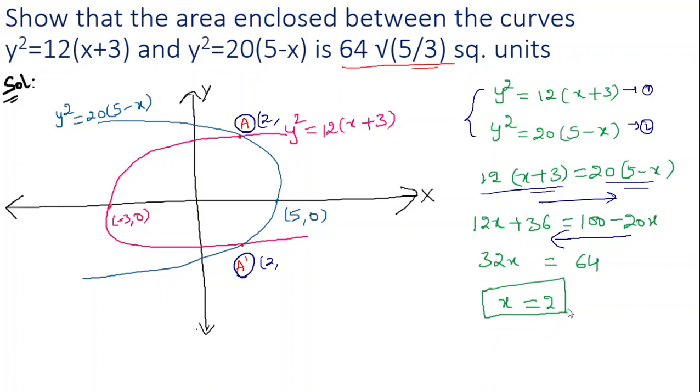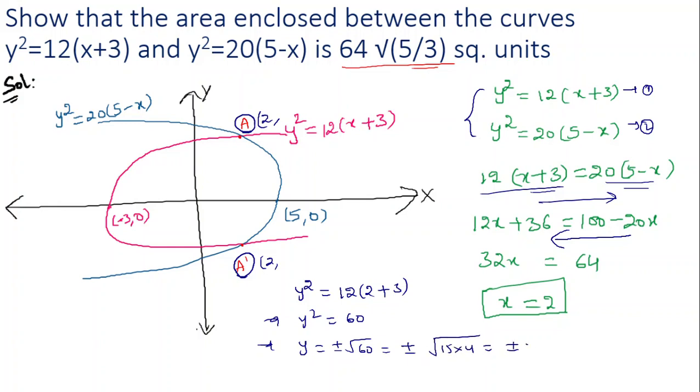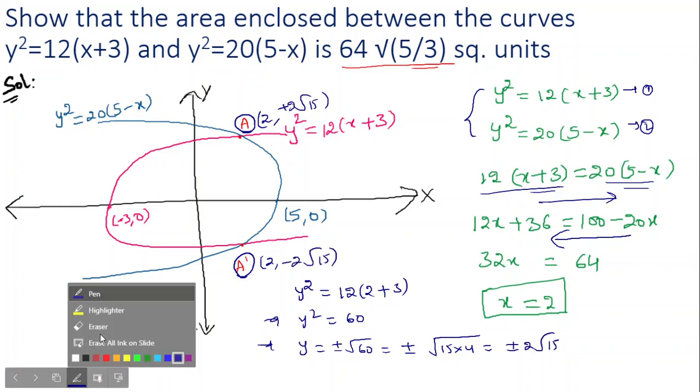to substitute this value of x in either of the two equations, that is equation number 1 or equation number 2. So let's substitute it in equation number 1. Now this becomes y square is equal to 12 of 2 plus 3. So y square is equal to 60, and now y is equal to plus or minus root 60. Plus or minus root 60 is root 15 into 4, so now this becomes plus or minus 2 root 15. So this is plus 2 root 15 and this is minus 2 root 15. So we found the points of intersection.